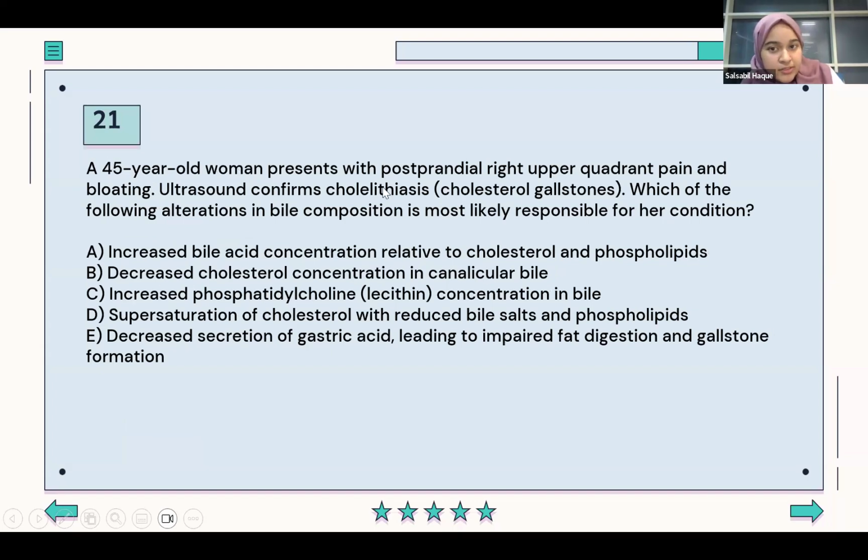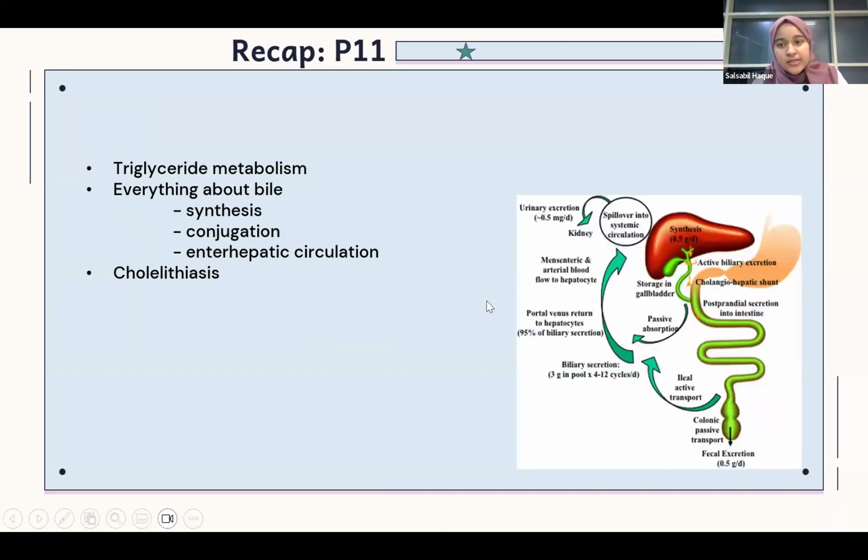A 45-year-old woman presents with postprandial right upper quadrant pain and bloating. Ultrasound confirms gallstones. Which of the following alterations in bile composition is most likely responsible for her condition? Yes, as you correctly mentioned, the answer is D, supersaturation of cholesterol.